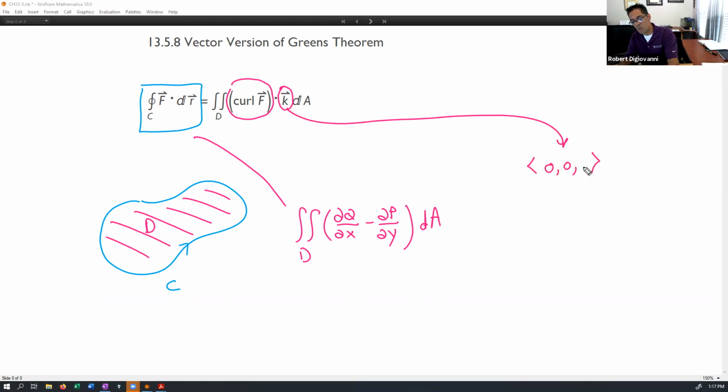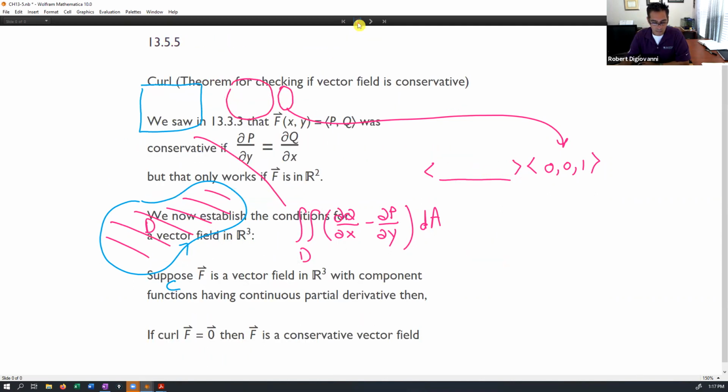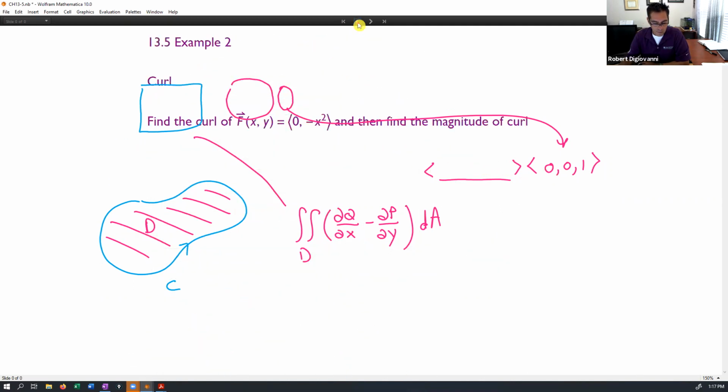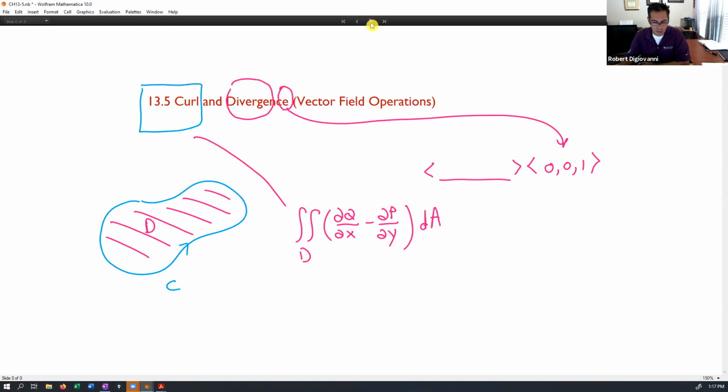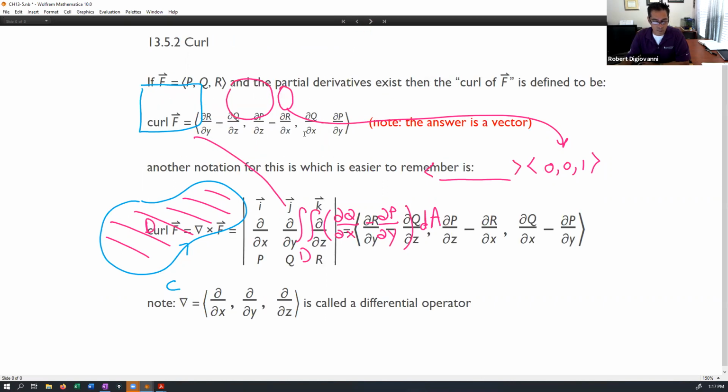0, 0, 1. Right, that's K. Remember IJK, right? I hat, J hat, K hat. That's the K vector. If I take curl, so the curl goes here. Let me go back in my notes and show you what the curl vector is. When I talked about curl, I said there is a formula for it, but it's easier to remember doing a cross product. Here's the formula for curl.